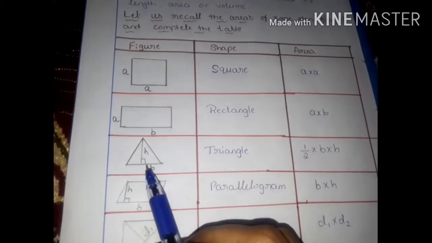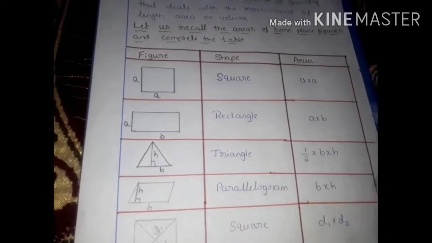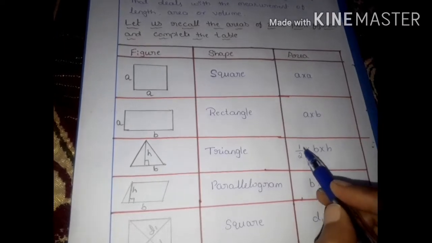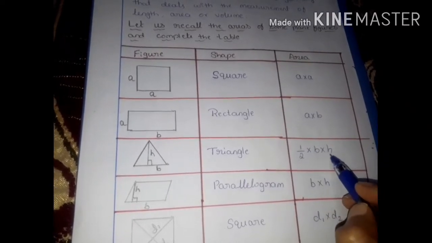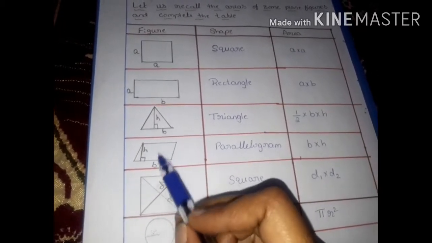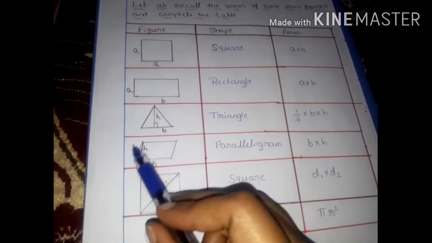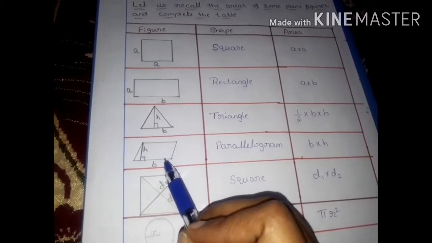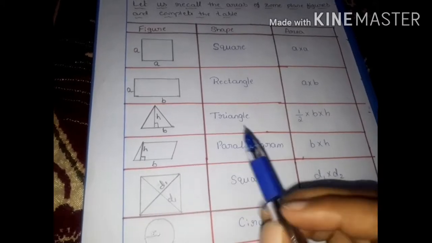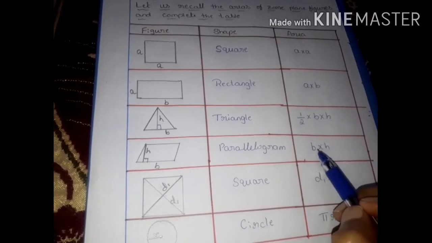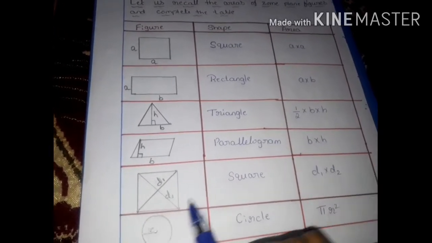Similarly, third figure, triangle. Here the height and also the base are given. To find the area of the triangle, the formula is half into base into height. Next figure, opposite sides are parallel here. This is a closed figure having four sides. Opposite sides are parallel. The name of this figure is parallelogram, where base and height are given. Area of the parallelogram is base into height.